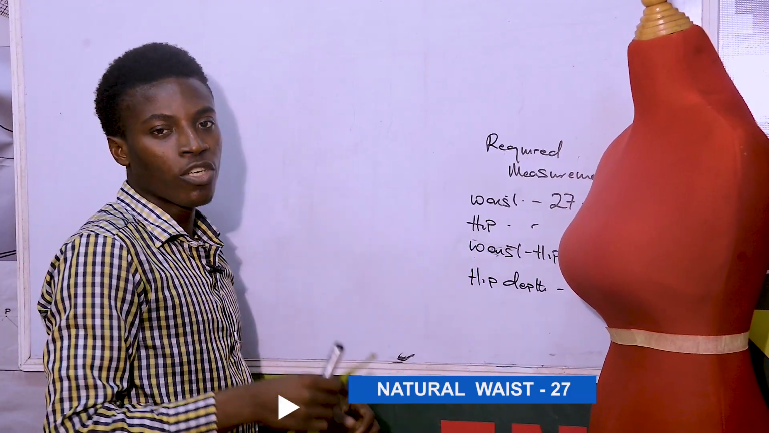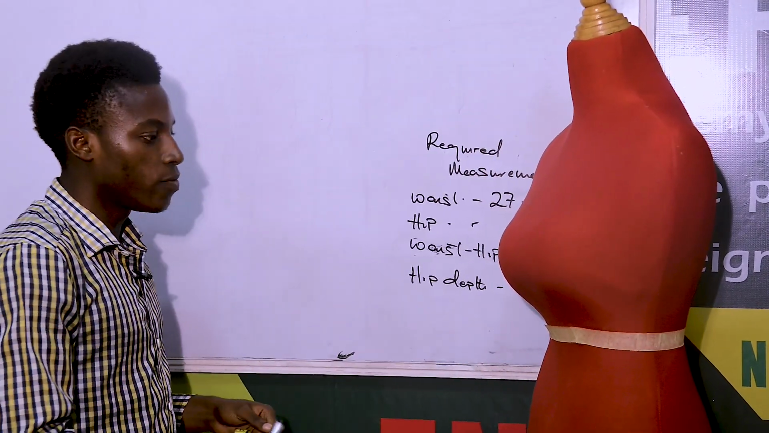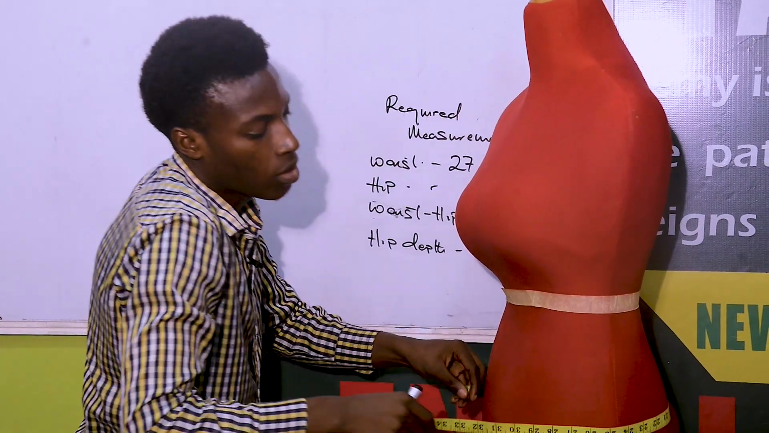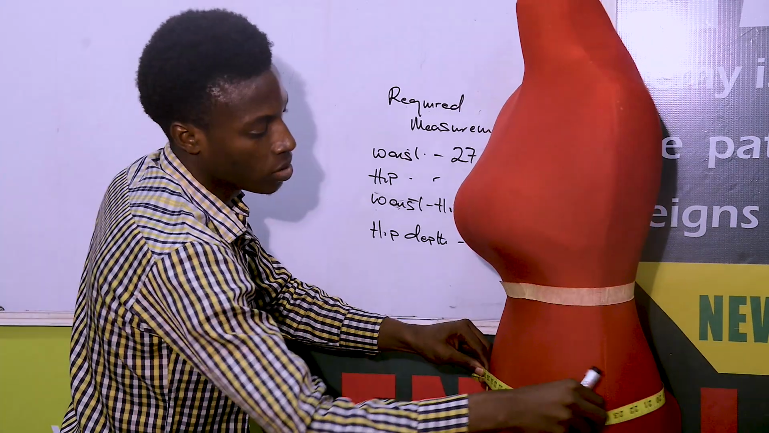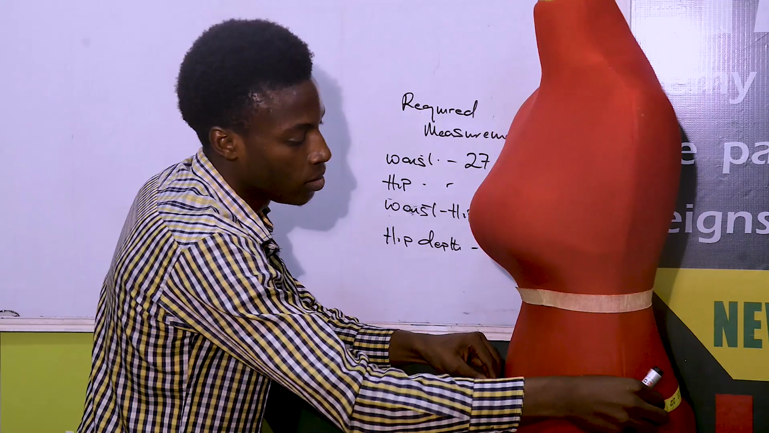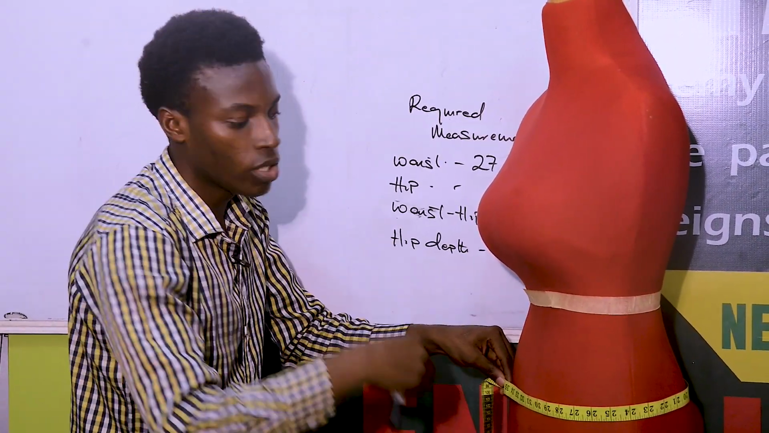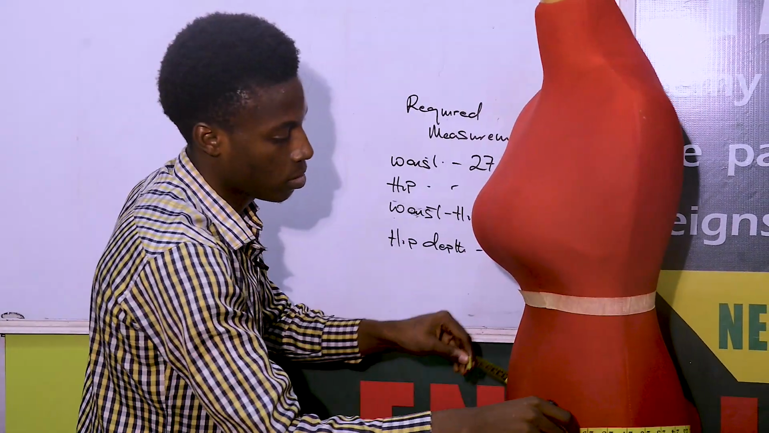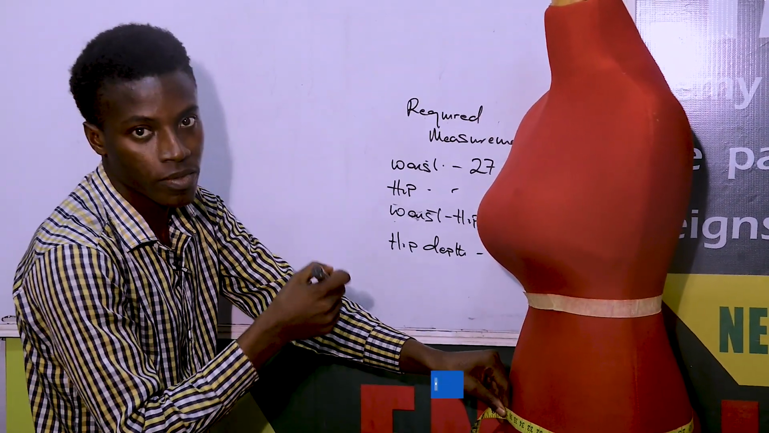Then I have the hip measurement. Now the hip measurement is all around the buttocks, which is the fullest part of the lower body figure. All around the buttocks. So try to ease your tape measurement to be sure that you don't have excess room. Also, don't forget, make sure that a finger or two fingers can go into the tape measurement. So here I have 37.